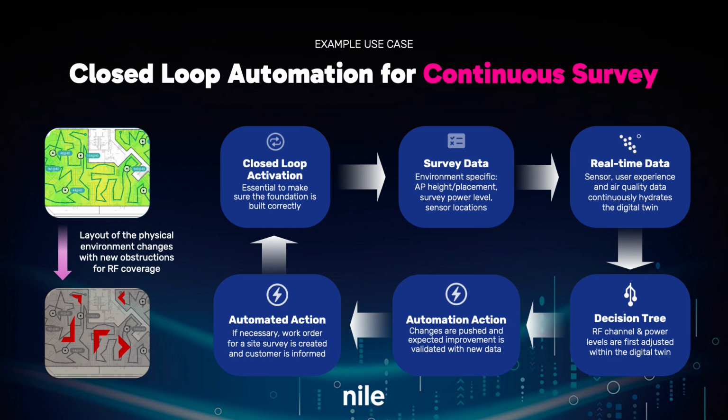If the layout of the physical environment changes, that alters the RF coverage. With the data, we are able to run a decision tree and detect changes in the RF environment. The digital twin is updated with the power changes required to ensure the coverage is restored, and in parallel, automatically initiate a work order for our customer success team to possibly set up a site survey again and inform the customer. That's the kind of closed loop continuous survey we are talking about.